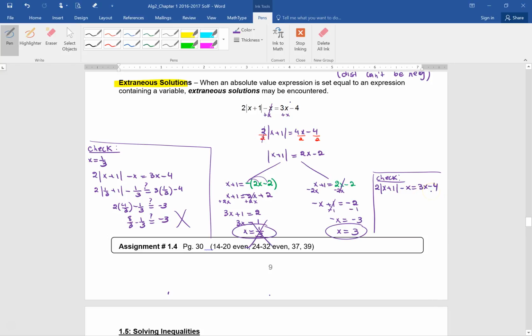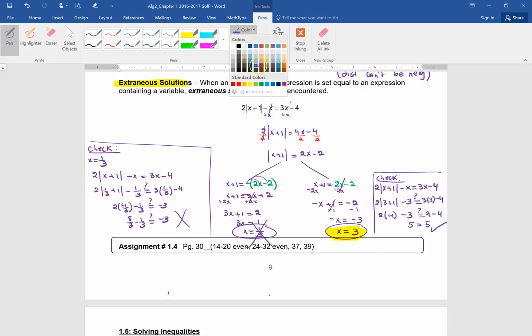I plug in x equals 3. So let's plug in x equals 3. 2 times the absolute value of 3 plus 1, minus 3. Now I'm checking, is this equal to 3 times 3 minus 4? Okay? So here, 2 times 4 minus 3. Is this equal to, what's 3 times 3? 9 minus 4. Here I get 8 minus 3, 5. It does equal 5. Yes, so x equals 3 is the only solution. That means that other one that didn't work, we call it an extraneous solution.